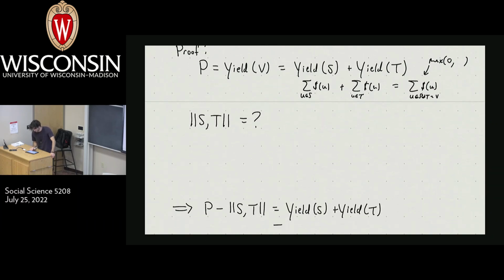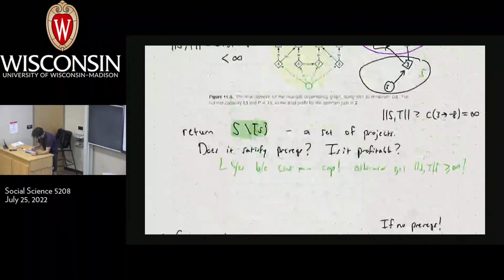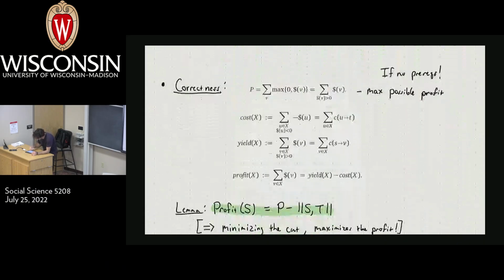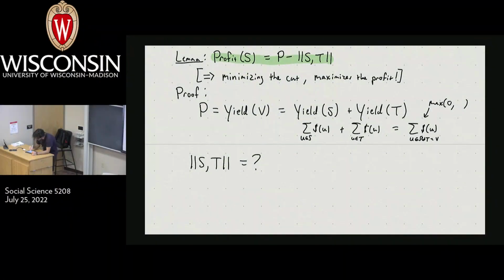Okay, so we want to argue about P minus the capacity, but what's the capacity? So let's look at the picture. The capacity of a cut is going to be the sum of edges of things that are costly plus the sum of edges of things we didn't take of things that are profitable. So that second one's a little easier. So that's the yield of T.